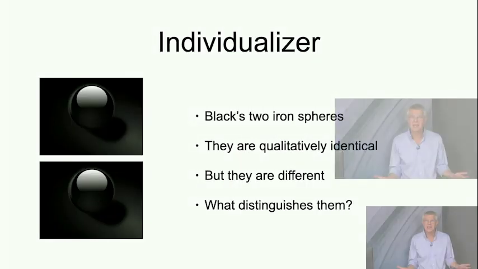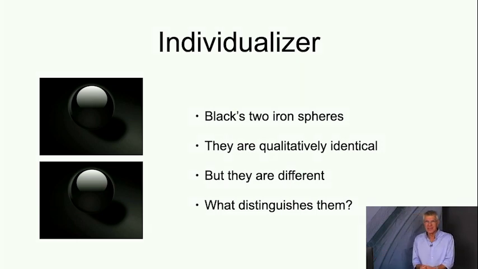Individualizers, the classical example from analytic philosophy, contemporary Anglo-American philosophy, is Max Black's two iron spheres. He imagines a universe that contains absolutely nothing except these two iron spheres. And they are identical in every respect. They share exactly the same properties. They are qualitatively identical. As philosophers tend to put it, that is to say, they share exactly the same qualities. But still, there are two of them. There are two of these iron spheres, absolutely indiscernible, absolutely just like each other. What distinguishes them? We want to be able to say there are two.